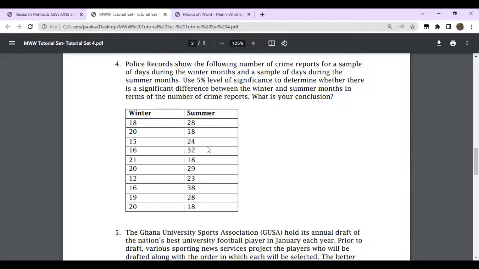Should I read? Yes. Police records show the following number of crime reports for a sample of days during the winter months and a sample of days during the summer months. Use a 5% level of significance to determine whether there is a significant difference between the winter and summer months in terms of the number of crime reports. What is your conclusion? So write down the winter values and the summer values.